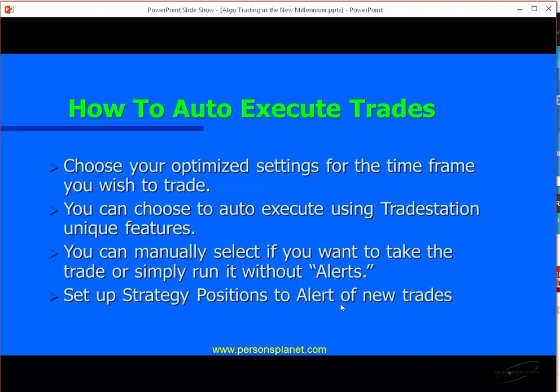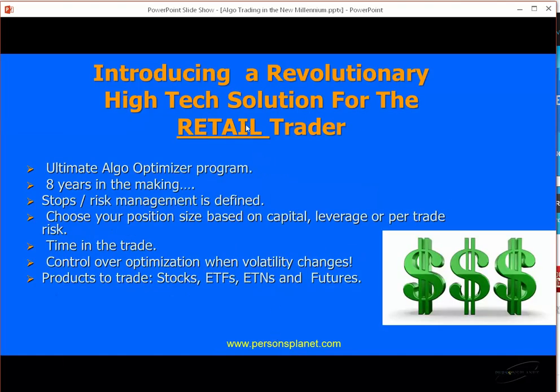So in other words, I want to trade a 15-minute basis, a 5-minute, a 60-minute, or I want to choose to just alert me that there's a signal, and I'll make the determination whether I want to enter those orders myself. So you can manually select if you want to take the trade or simply run it with alerts. And you can set up strategy positions to alert of new trades.